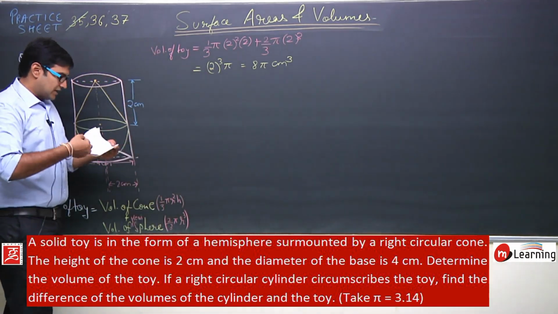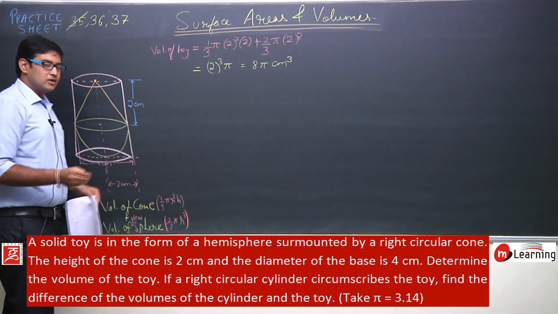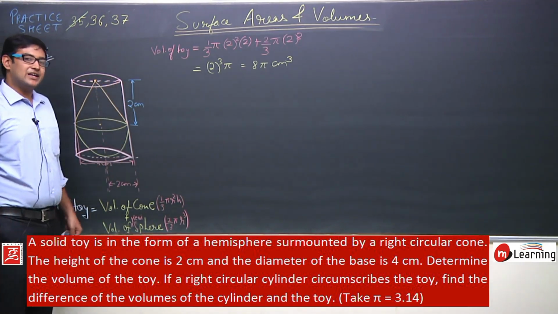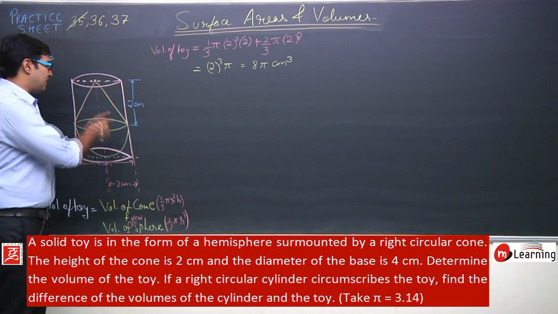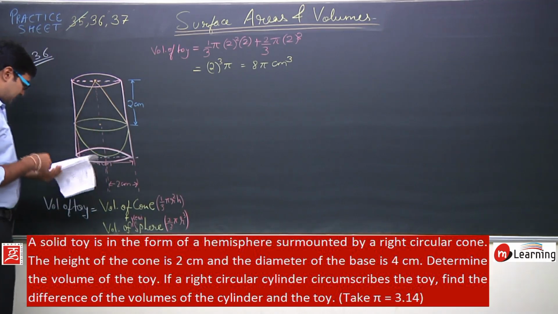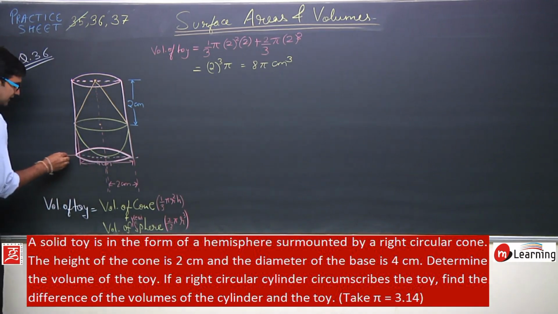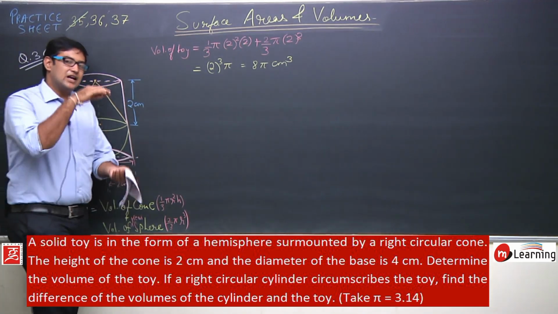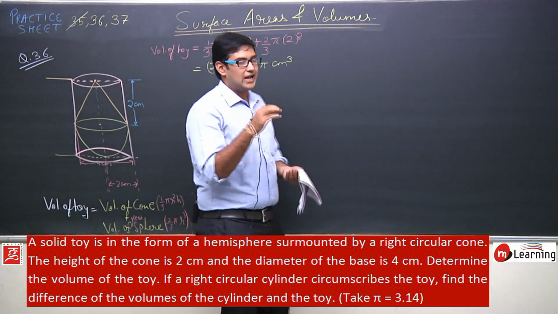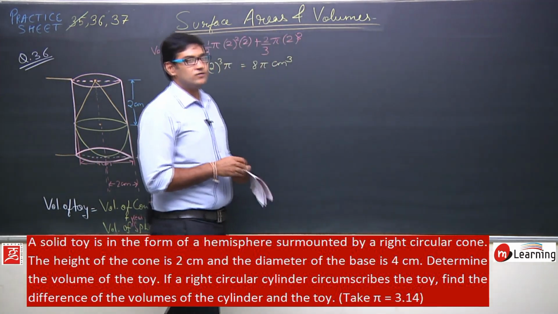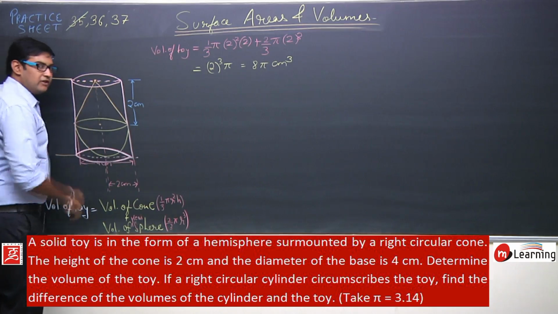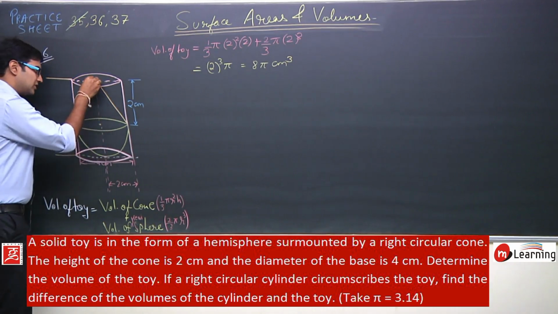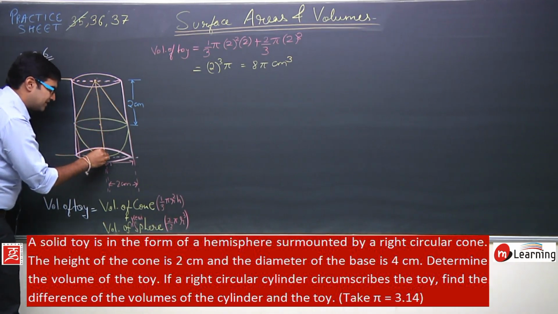And as the diagram explains, the top of the cylinder is exactly at the apex of the cone. That means if I try to deduce the height of this cylinder, I can see the height of the toy is equal to the height of the cylinder. So what is the height of the toy? I can see height of the toy will be measured from the apex of this cone to the base of this hemisphere. So this total length will represent the height.